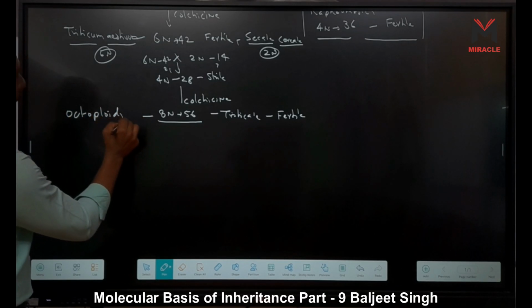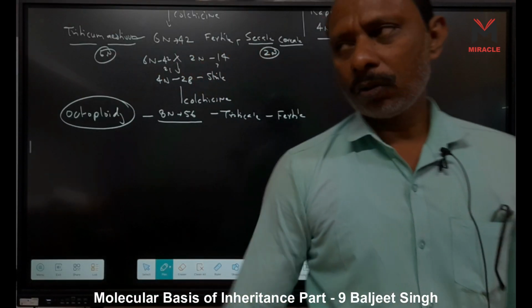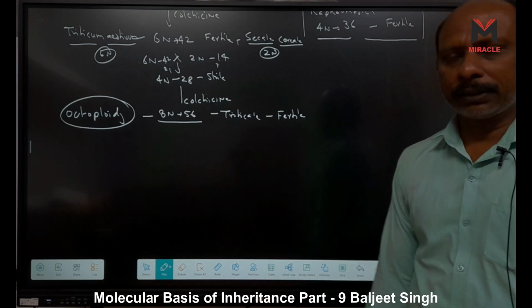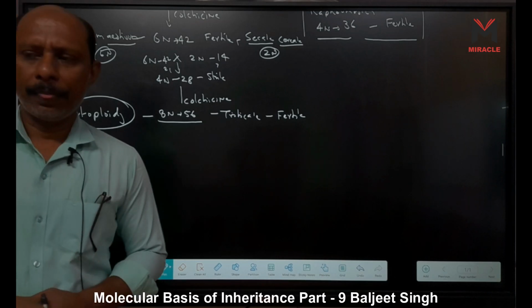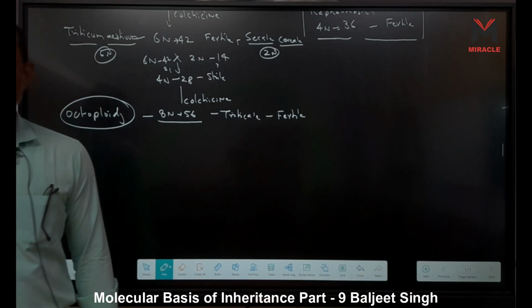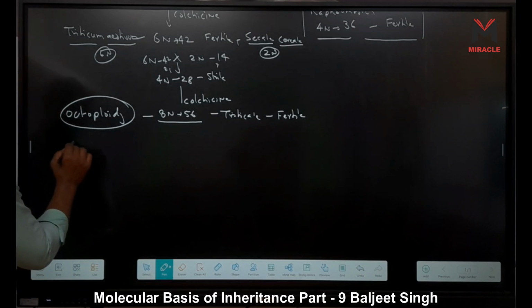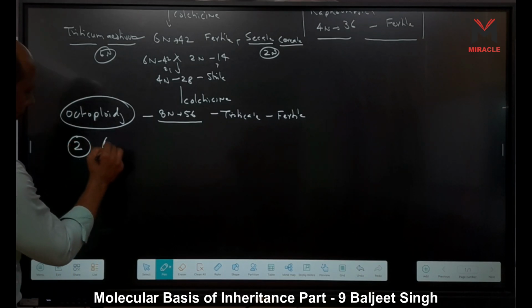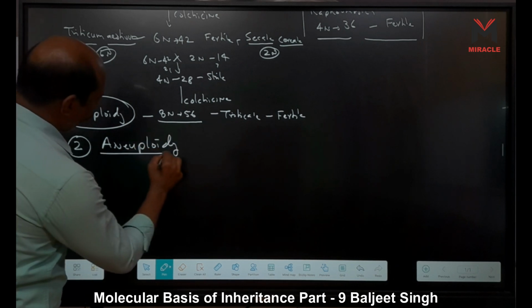Octoploidy. Example of octoploidy. So these are some examples. These are called induced mutations. And these are the examples of heteroploidy. Now the second one is aneuploidy. What do you mean by aneuploidy?